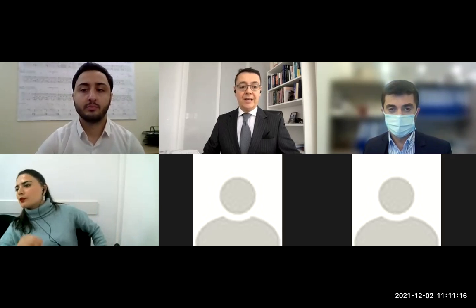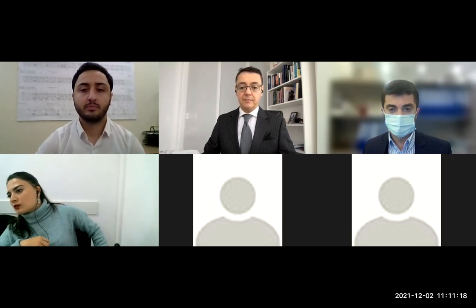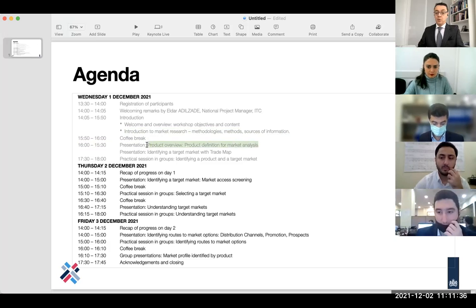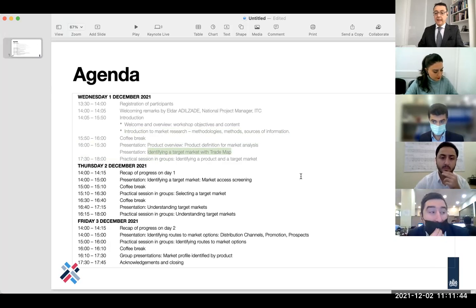As per our agenda, yesterday we had all the introductions and all the protocol things, but then basically we discussed the methodologies and methods and sources of information. We discussed the product definition, which is very important, and then we discussed the trade map. And then you had the opportunity of working on the exercise for a while.